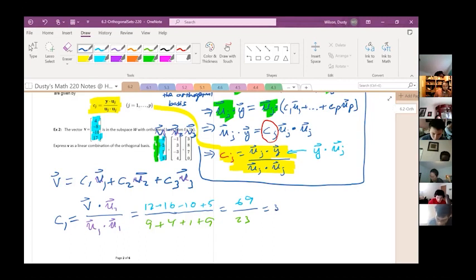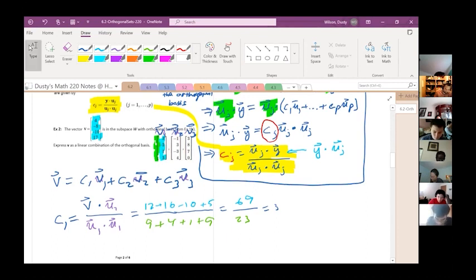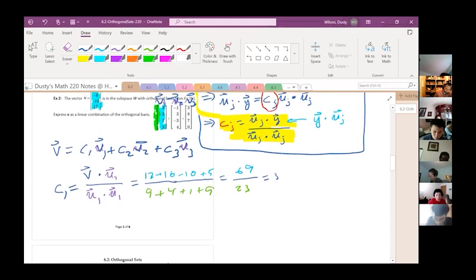Now, that calculation might have been a bit of a pain, but notice that no matrices were required. You could have used matrices, but you didn't have to use matrices here. Similarly, we could find C2, and C2 works out to be 2. And you could find C3, which works out to be -1.